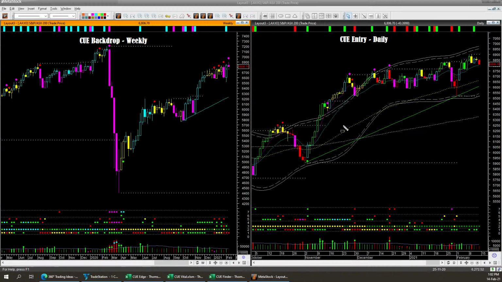Overall, for longer term period, it is in an uptrend, but because of the megaphone pattern, we are not going to take new long trades now.